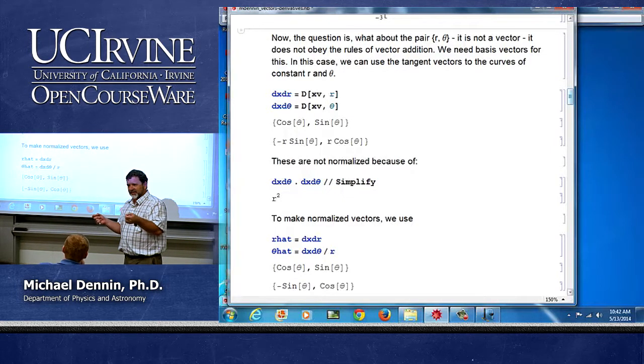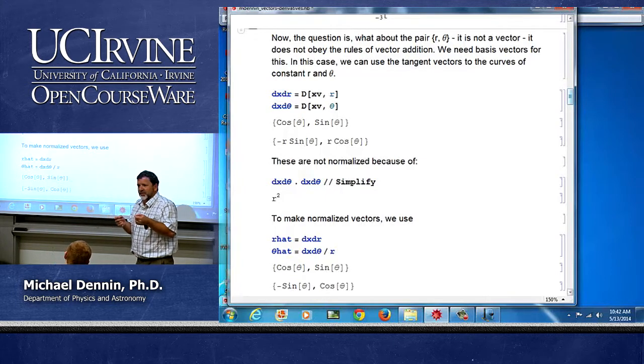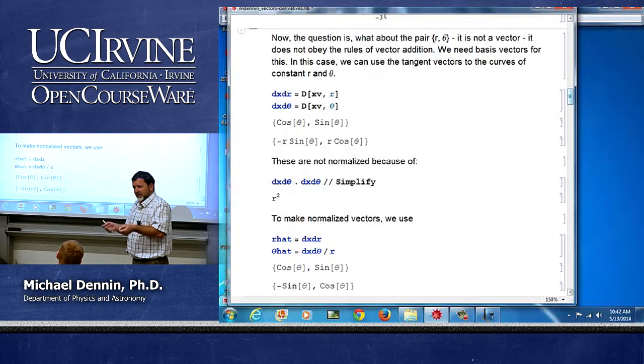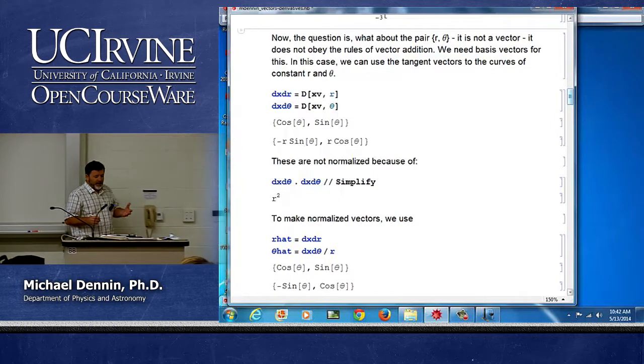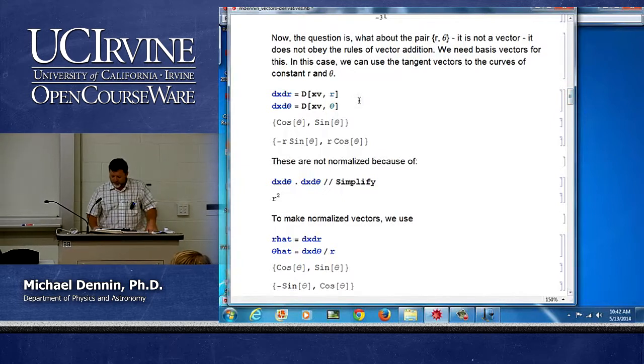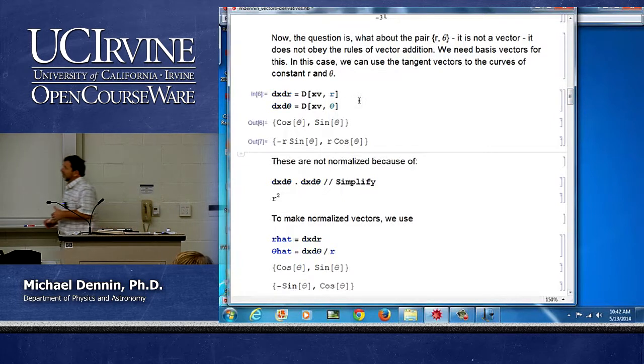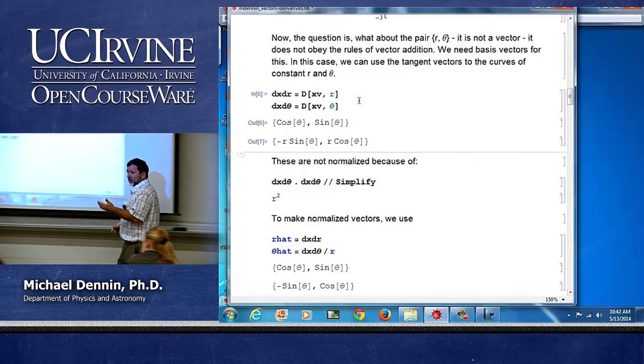That's not the way you add those components. So I need basis vectors to define vectors in polar coordinates. Now, we know what they are, but we can derive them in case you had some weird one. You basically get basis vectors by taking the tangents to the curves, right?